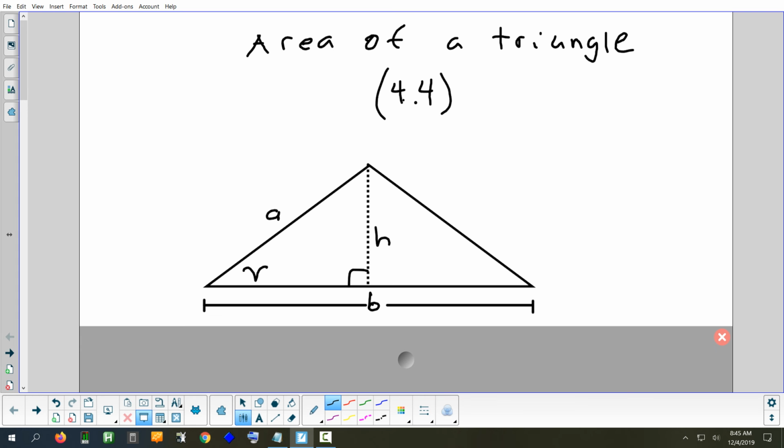H is not the hypotenuse there. H stands for the height of that triangle, the dotted line. A is the length of the upper left side. And gamma is the angle between the base and the upper left side. I didn't label any of the other angles or the other side because I'm not going to use them here.